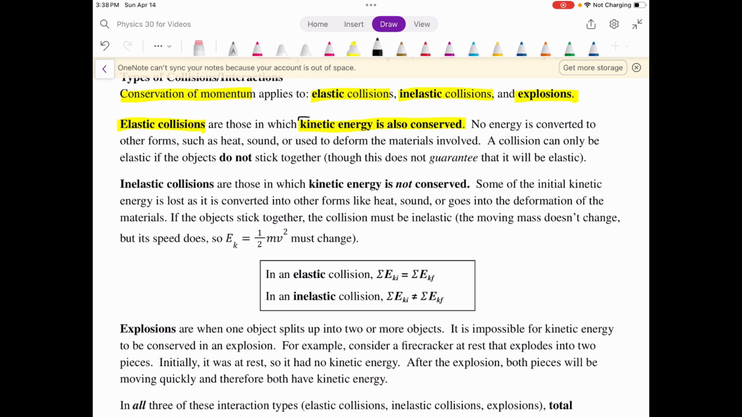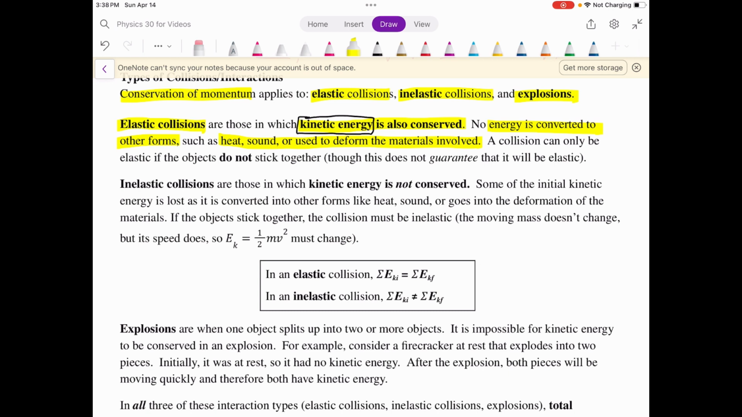Note, kinetic energy is also conserved. You might be saying, but energy is always conserved, and you are correct. Total energy is always conserved. If it's an elastic collision, it actually means the kinetic energy was conserved. Okay, so total energy is always conserved, but we know that sometimes that kinetic energy can become heat and lost out of the system, right? If it's an elastic collision, we actually keep all the kinetic energy in the system. So no energy is converted to other forms such as heat, sound, or sometimes deforming the materials involved, right?